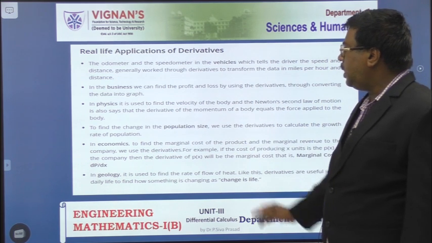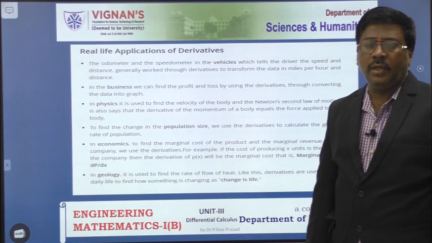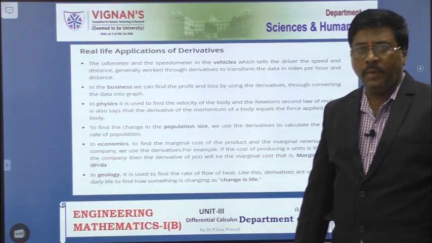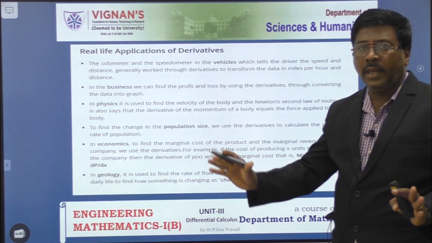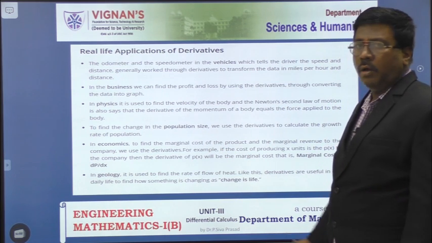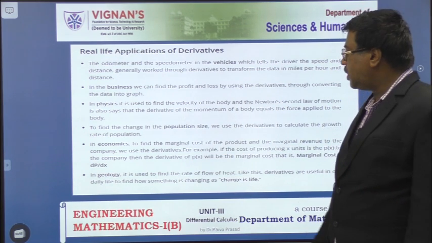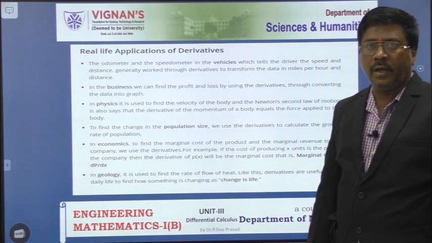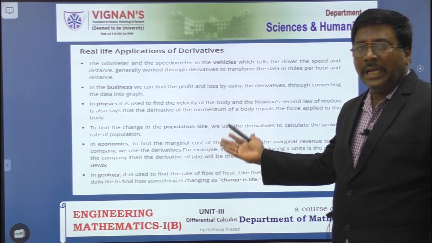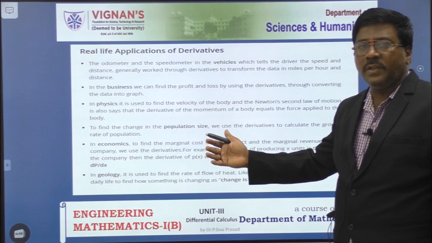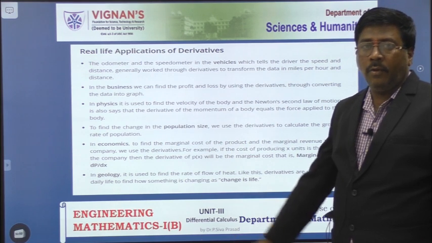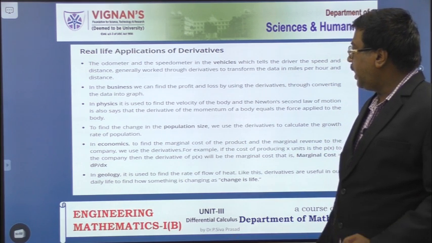And similarly in economics and also geology, the derivative plays an important, vital role in the remaining other subjects also, geology, physics, chemistry and economics, whatever it may be. The derivative concept plays a very important, vital role in those areas.